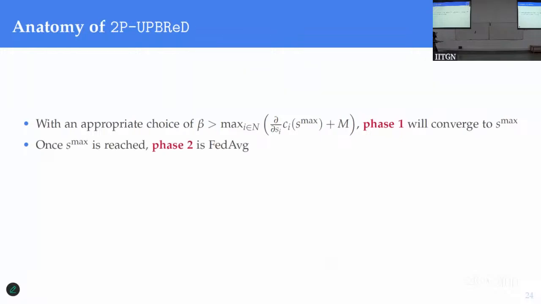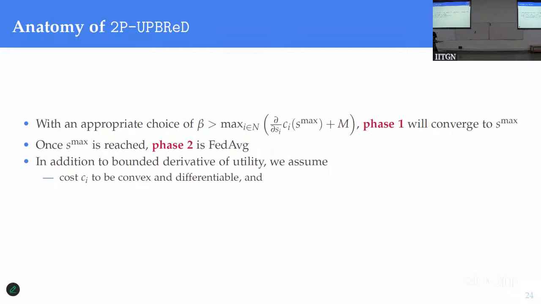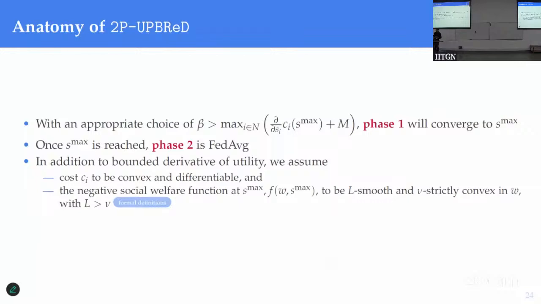Once S max is reached, then you are going towards that W opt. Of course we need some assumptions like C_i to be convex and differentiable, but some of these assumptions can actually be relaxed. As long as it has bounded derivative, we should be able to still pull this off. For a better convergence guarantee, we need some assumptions on the utility or welfare function, which is L-smooth and mu-strictly convex.